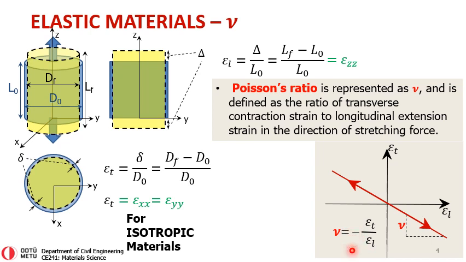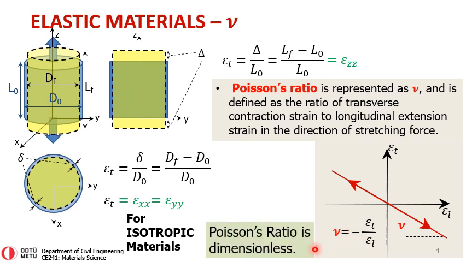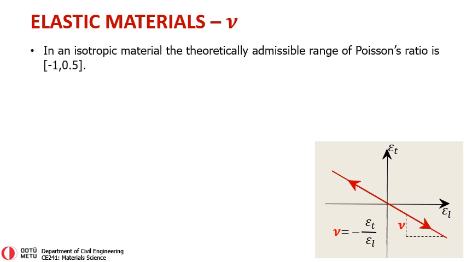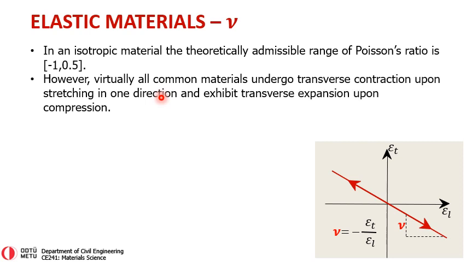We will come back to this minus sign in a little bit, but let's look at this dimension. As you can see, strain divided by strain is dimensionless. So Poisson's ratio does not have any dimension. In an isotropic material, the theoretically admissible range of Poisson's ratio is that it can go as low as -1 and as high as 0.5. And this limit of 0.5, we will come back to in our next lecture.